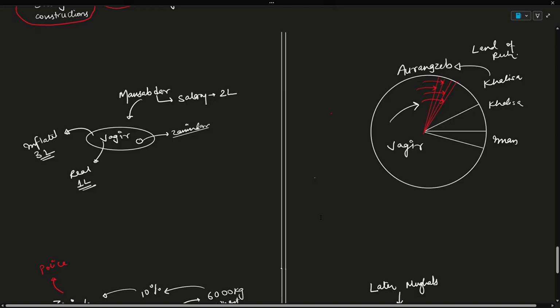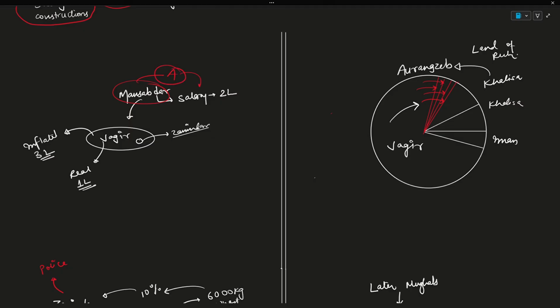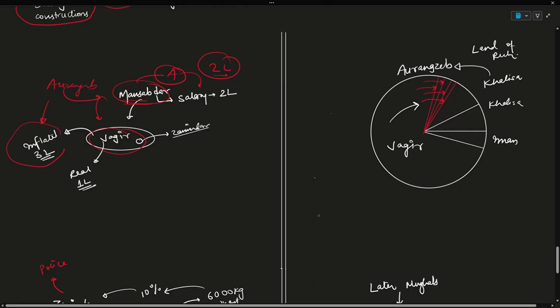Look, at that particular time there were not enough funds, not enough money at the king's place to give salaries to Mansabdars. So what was happening? Supposedly there is a Mansabdar, Mansabdar A, who has been assigned a salary of 2 lakh rupees. Aurangzeb gave a Jagir to A, saying, hey Mr. A, the amount of money you can collect from this particular land is 3 lakh rupees. An extremely inflated rate.